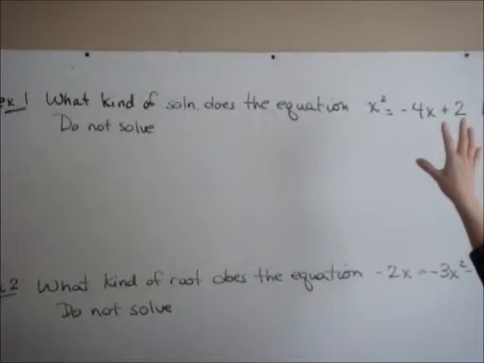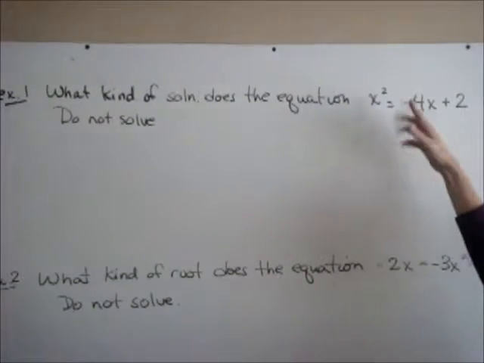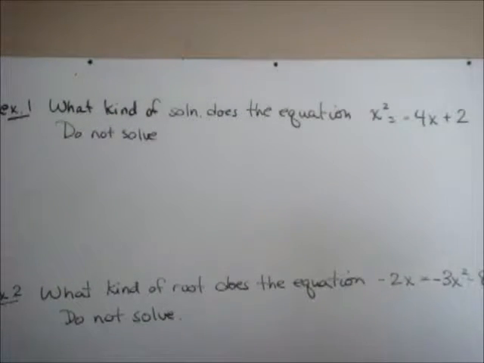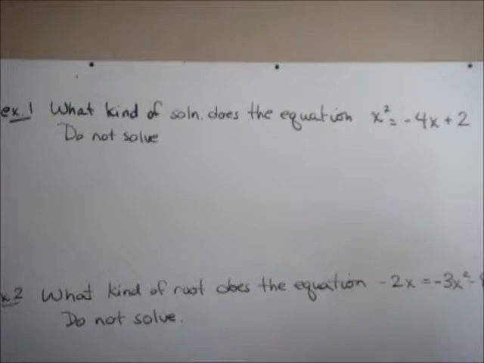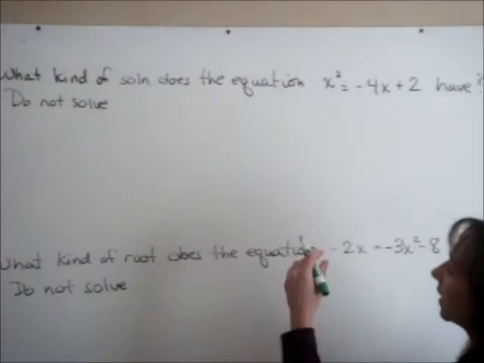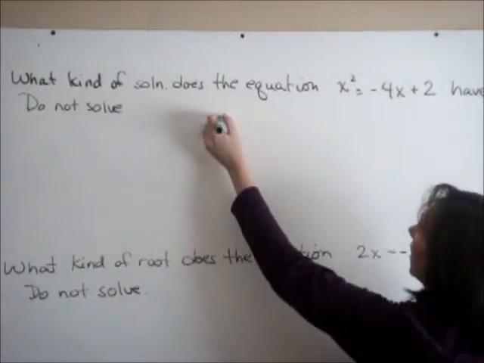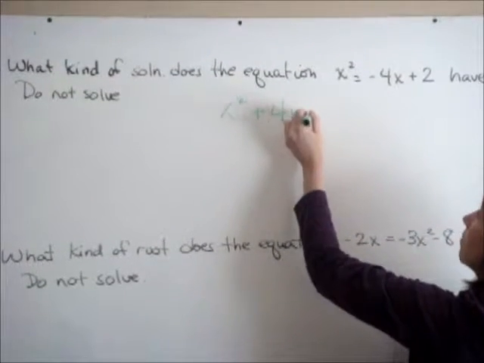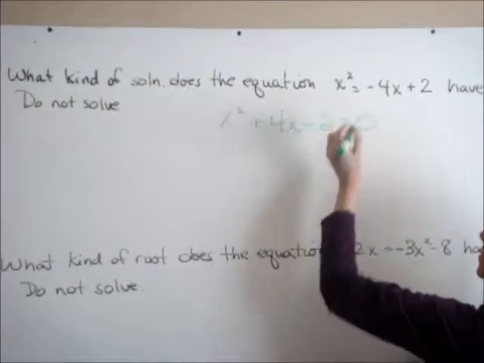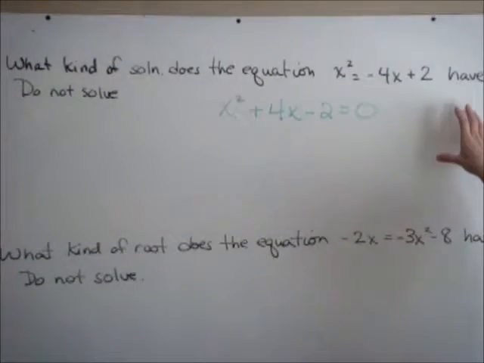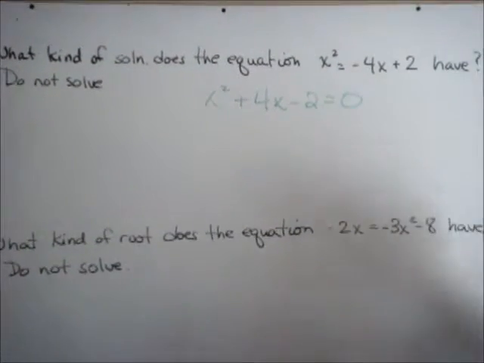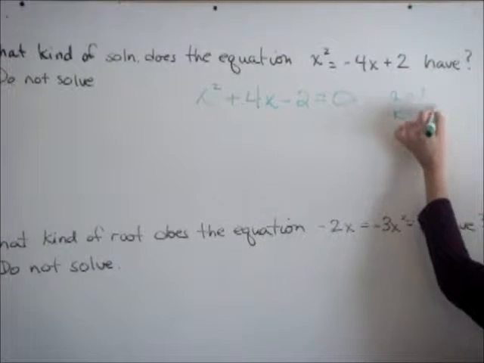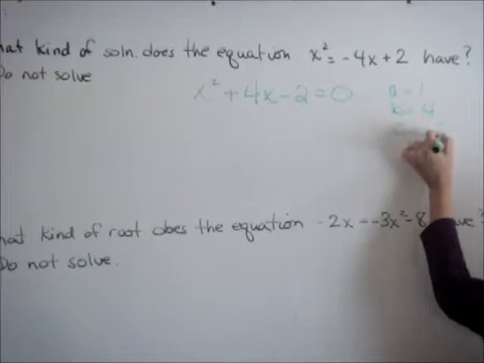What kind of solution does the equation x squared minus 4x plus 2 have? Do not solve. So right away we recognize this is a quadratic equation because it has an x squared term. So we need to put it in the form ax squared plus bx plus c equals 0. So we get x squared plus 4x minus 2 equals 0. I put it into this form, and now we write down our a is 1, our b is 4, and our c is minus 2.